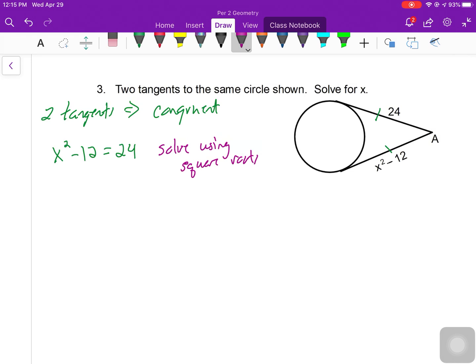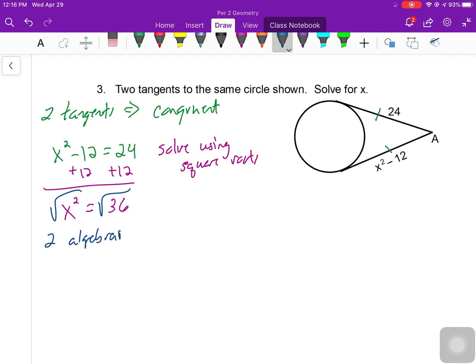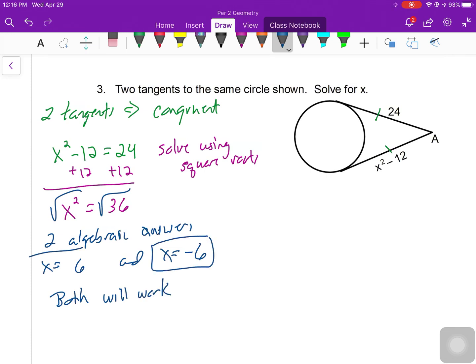Solve using square roots is a technique you learned in Algebra 1 that we reviewed in the first week of this chapter. To do that, I'll add 12 on both sides. That leaves me with x squared equals 36. To finish it, I take the square root of both sides, and we end up with two algebraic answers: x equals positive 6 and x equals negative 6. This time, both will work.